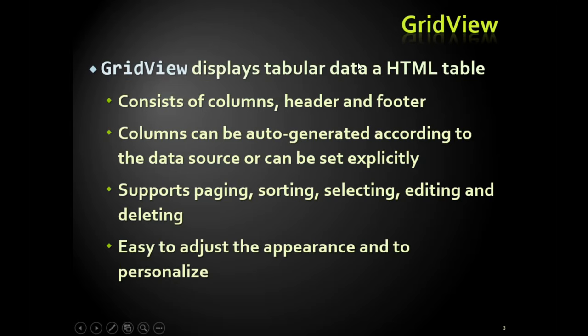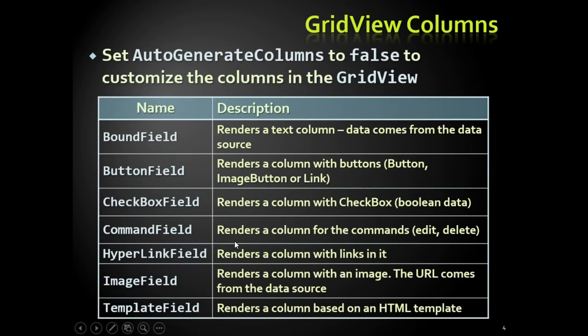So as I said, it displays the data in a tabular format, like it looks like HTML table. So we have different columns in that. Even we can have the header, footer we can specify, right? And columns can be auto generated, or we can explicitly specify, that we discussed. And it supports the pagination, it supports the sorting, selection, editing. So this is what we already discussed in our demo.